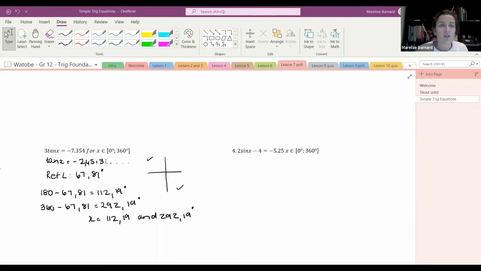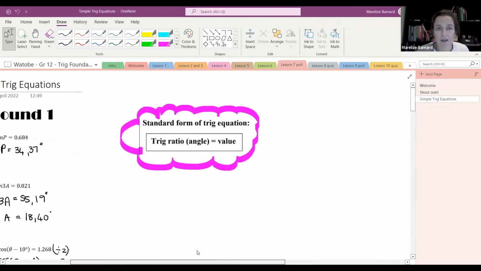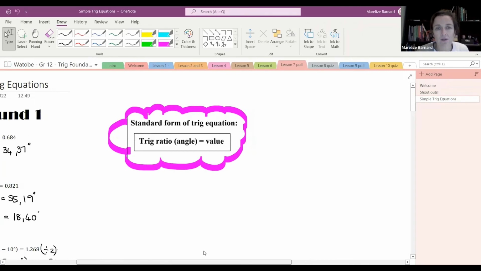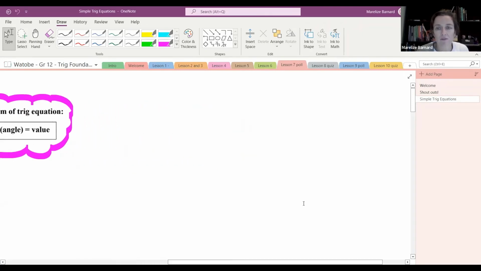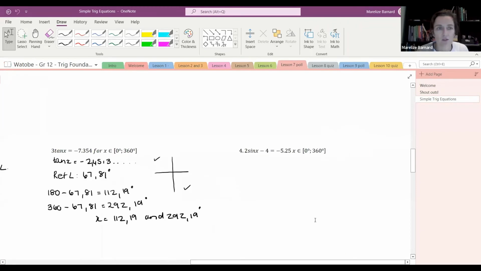If you are solving question 4, remember to get the trig ratio by itself first, because the calculator will likely give you an error if you haven't done that. So make sure you have trig ratio equal to a number, like I've explained over here at the beginning of the lesson. It must always look like that: trig ratio, angle equals value. That should put you on the path of finding the right solution.